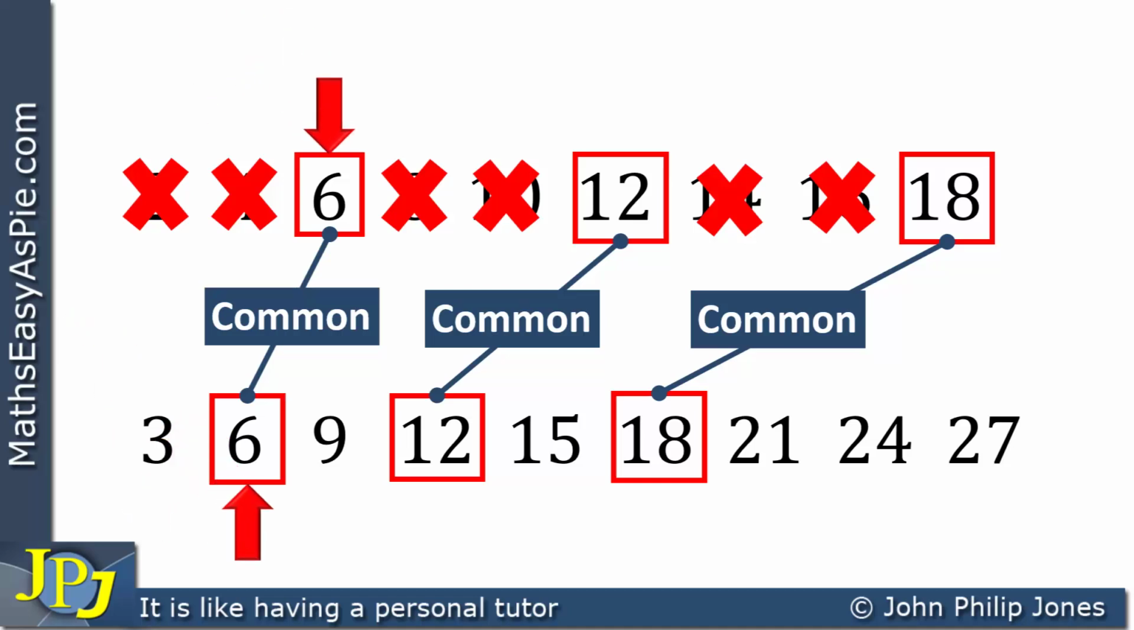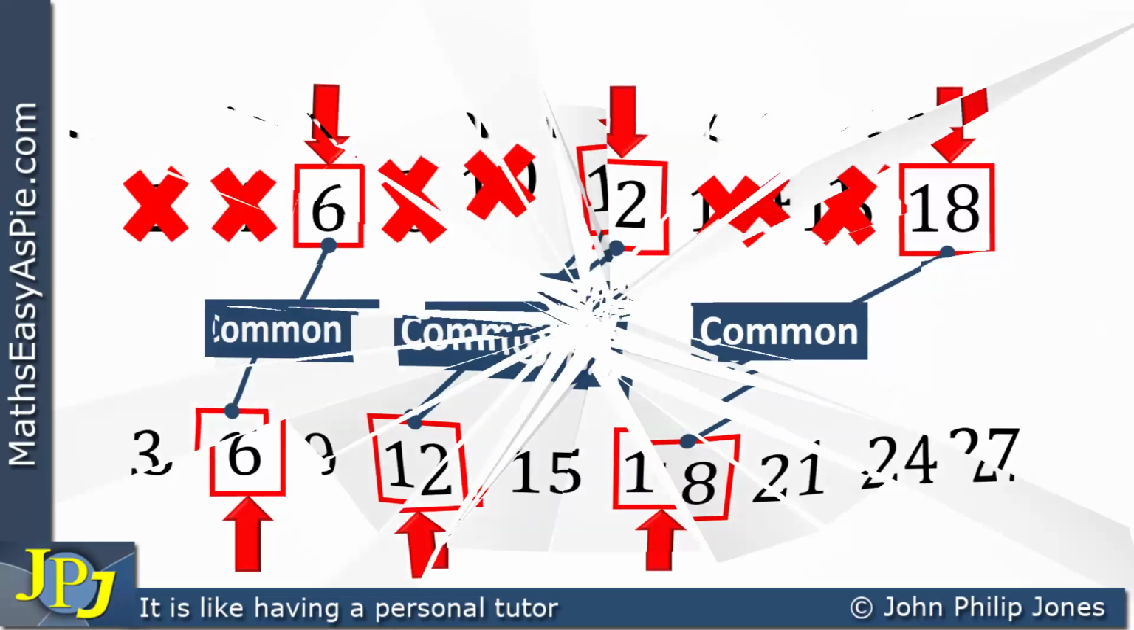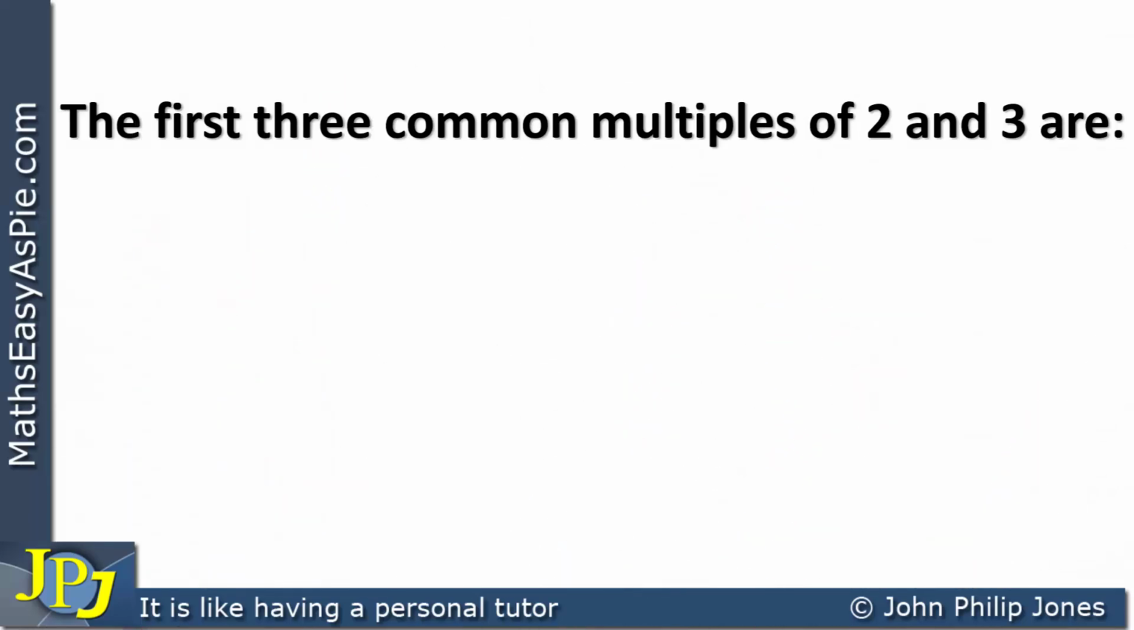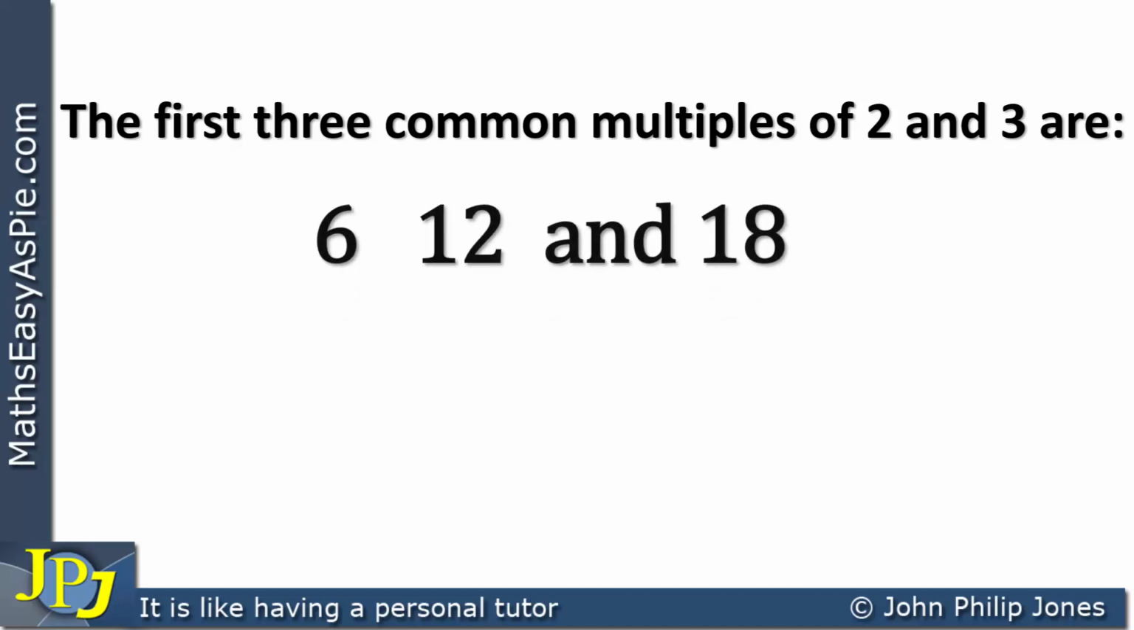So we can see 6 is in both lists. So 6 is common to the multiples of 2 and to the multiples of 3. We can say the same about the 12, and we can say the same about the 18. So the multiples that are common to both lists are 6, 12, and 18. So the first 3 common multiples of 2 and 3 are 6, 12, and 18.